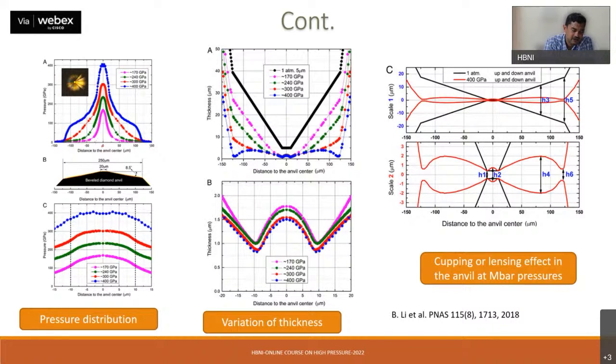And this figure again shows the same diagram in a zoomed view. So you see here, it has been zoomed from minus 15 to 15, like a 30 micron culet size, like 30 micron around the anvil center. So you see the typical.